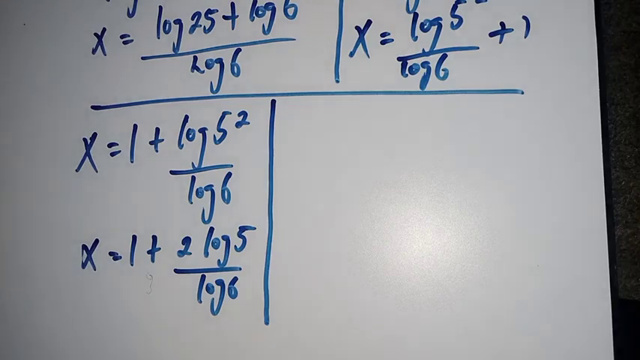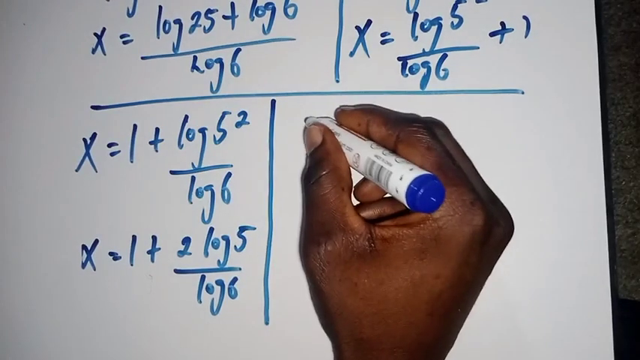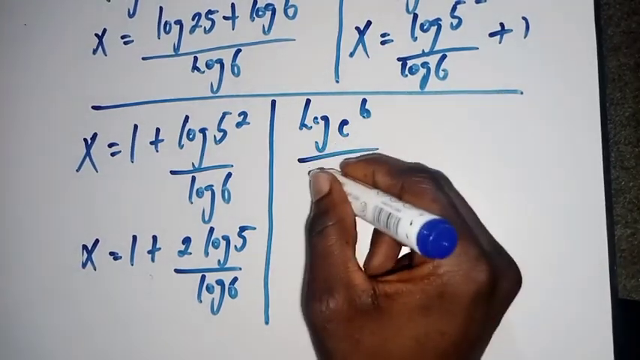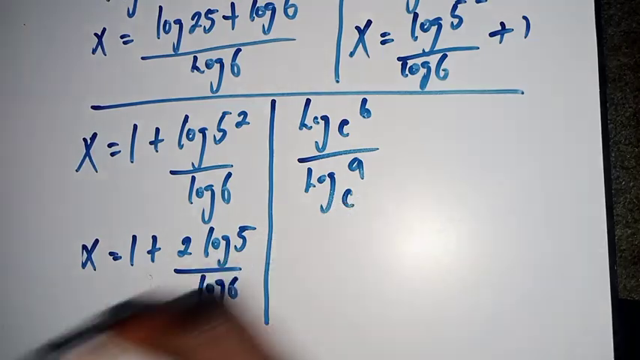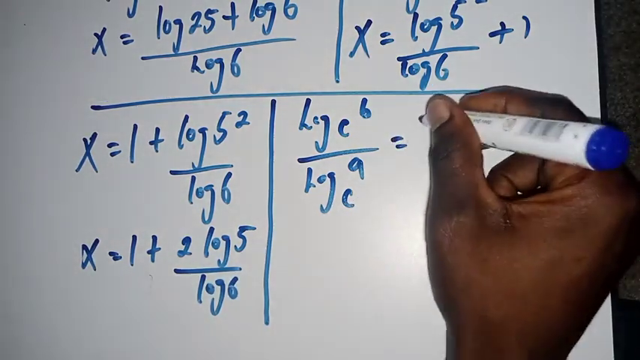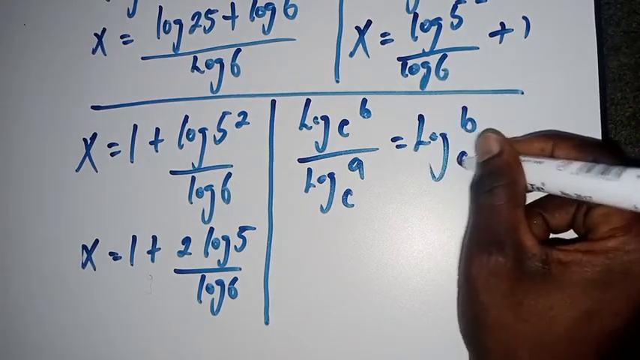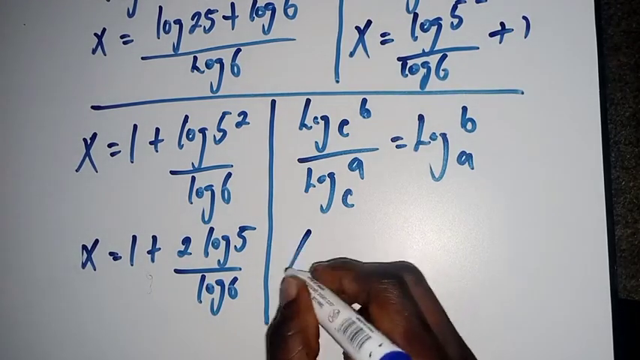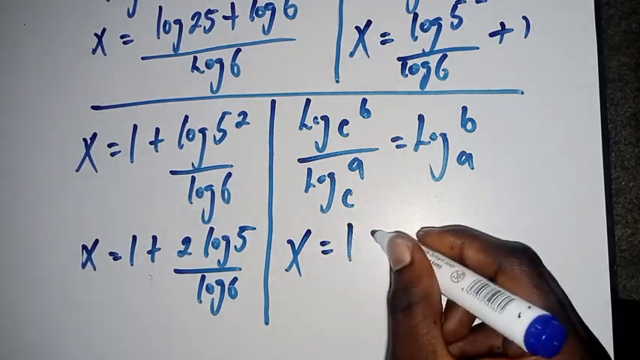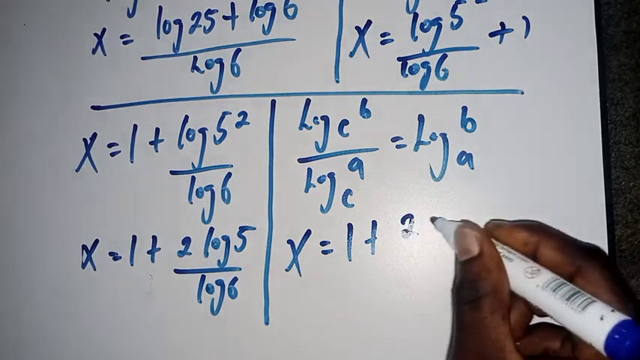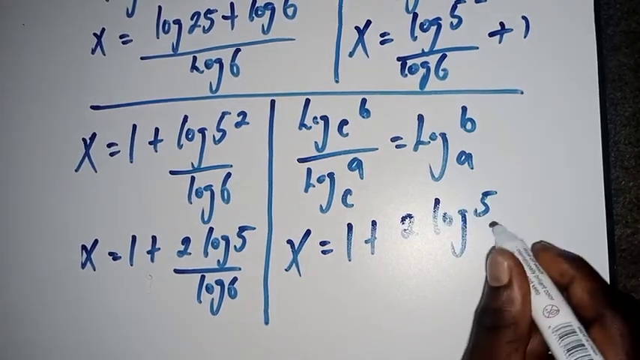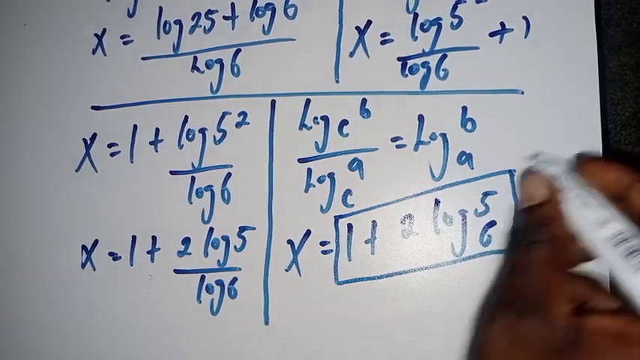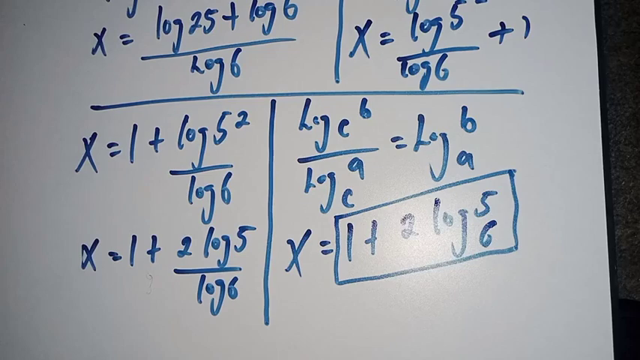At this point, we are going to apply change of base, and the rule states that log b to base c over log a to base c is equal to log b to base a. So applying this rule, we have that x will be equal to 1 plus 2 log 5 to base 6. So this is our solution for x.